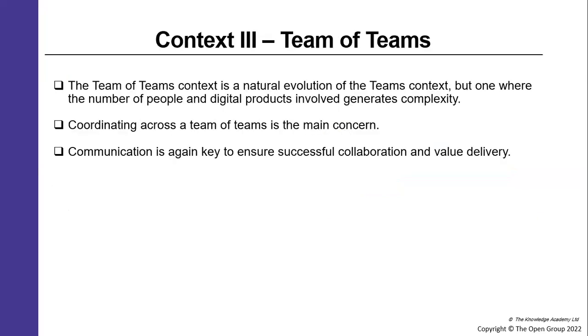The third level is called team of teams. The team of teams context is basically that from the previous level, team, you naturally progress into the next level. If you look at team of teams, the number of people is much, much more and the complexity involved is more. Coordination can be a challenge because if you have an organization of, say, imagine 50 people, it could be a huge challenge, right?